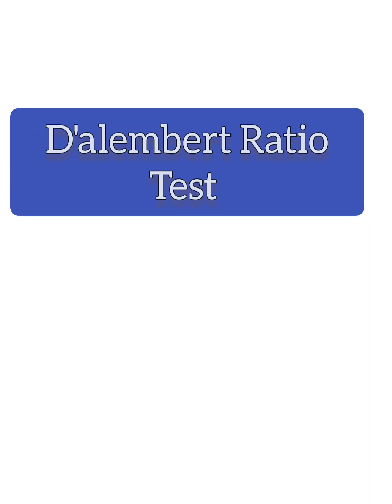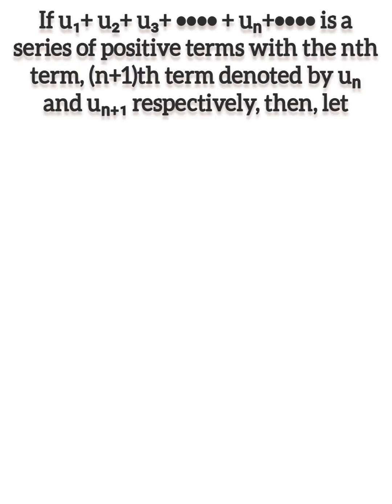The d'Alembert ratio test states that if u1 plus u2 plus u3 plus up to un is a series of positive terms with the nth term and the n plus 1 term denoted by un and un plus 1 respectively, then let the limit as n tends to infinity of un plus 1 over un be equal to L.